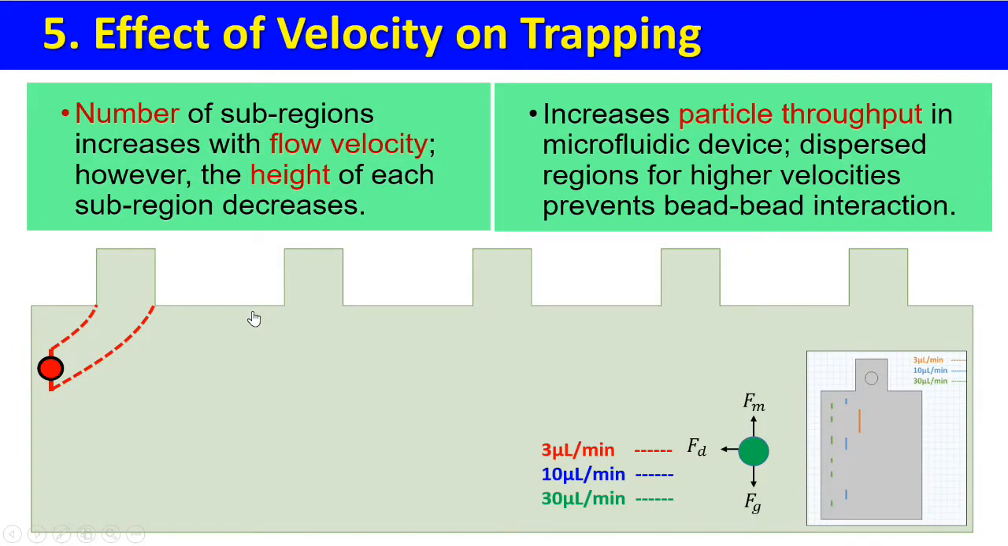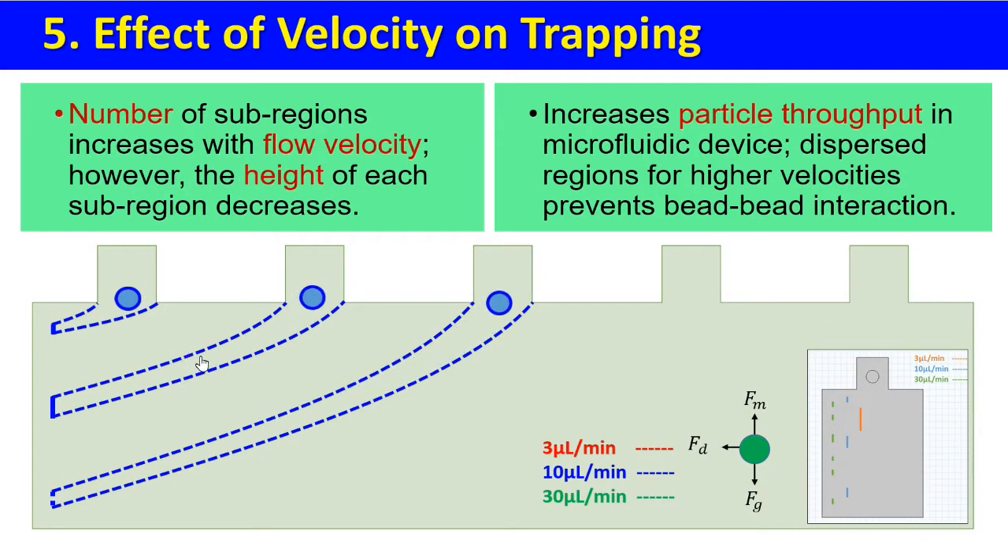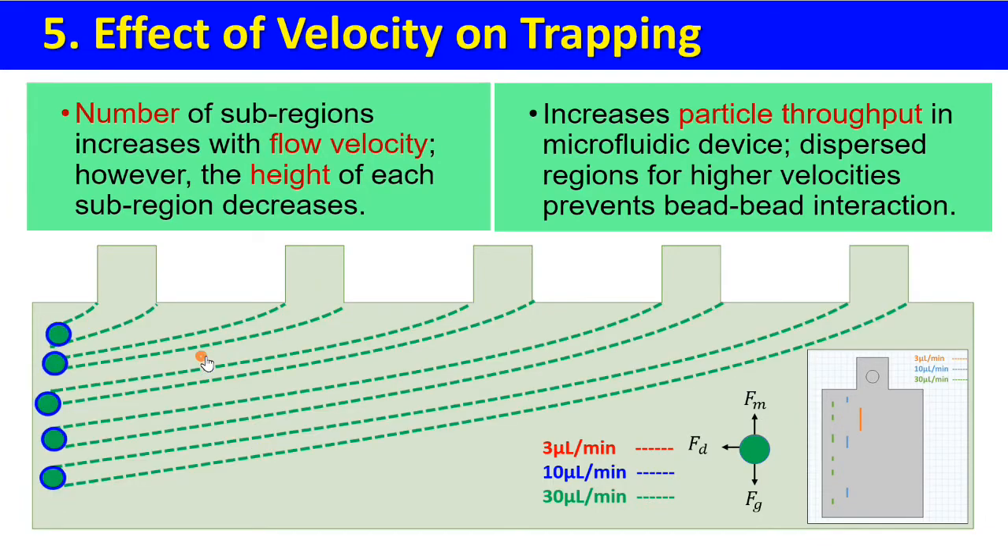5. Effect of velocity on trapping. The number of subregions increases with flow velocity. However, the height of each subregion decreases. This increases particle throughput in the microfluidic device. Dispersed regions for higher velocities prevent bead-bead interaction.